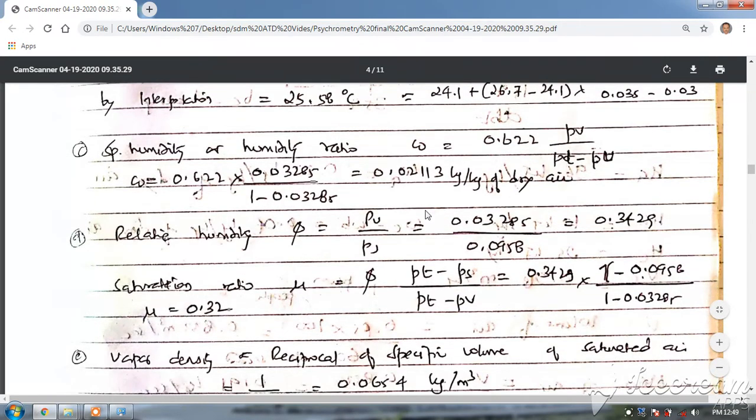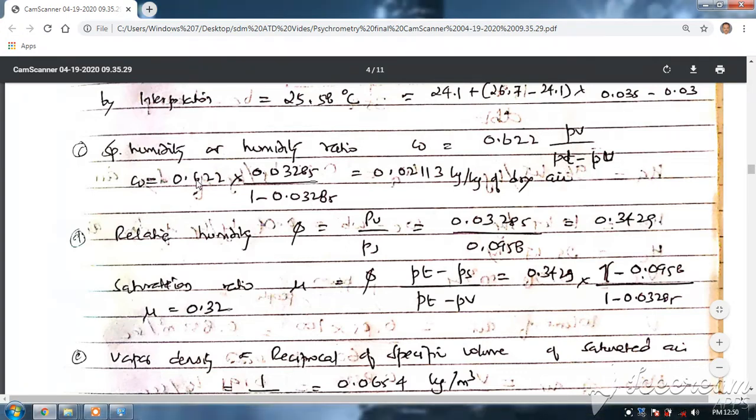Now specific humidity omega is equal to 0.622 PV divided by (PT minus PV). So substituting the values, 0.622, PV is 0.03285 and PT is 1, and 1 minus PV, that is 0.0328. So we got omega as 0.02113 kg of vapor per kg of dry air.